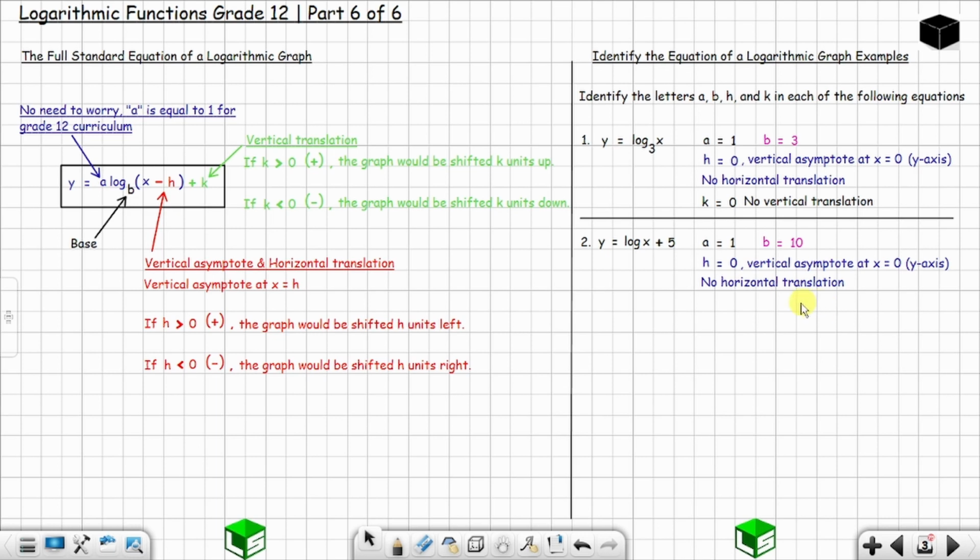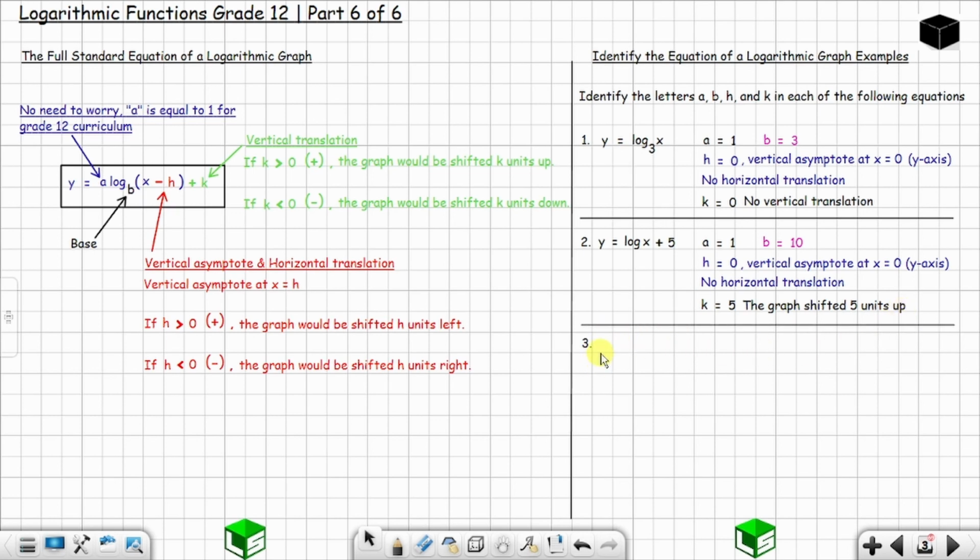And what is k equal to? K is equal to 5. You can see k is equal to 5, and from this you can conclude that the graph shifted 5 units up. Okay, let's move on. Let's look at another example.